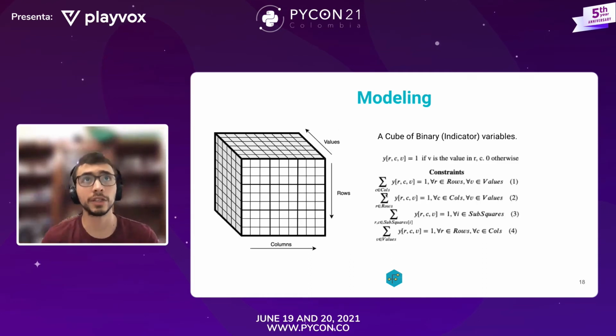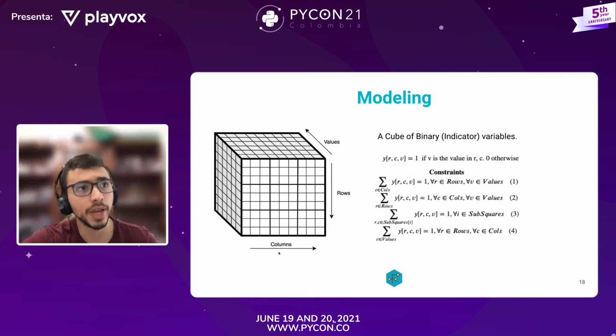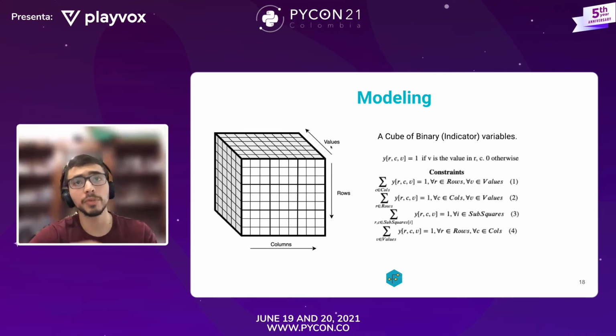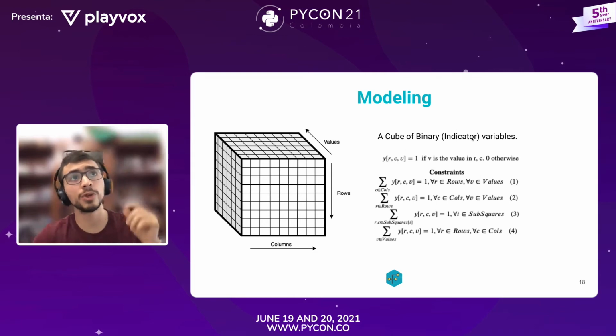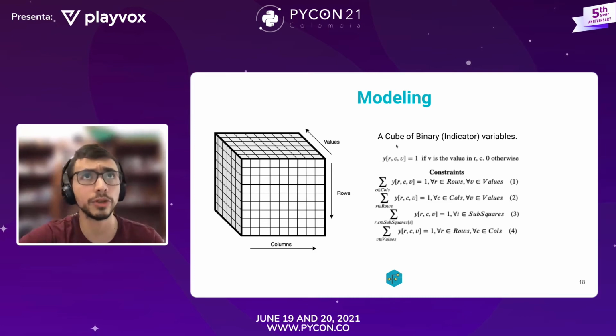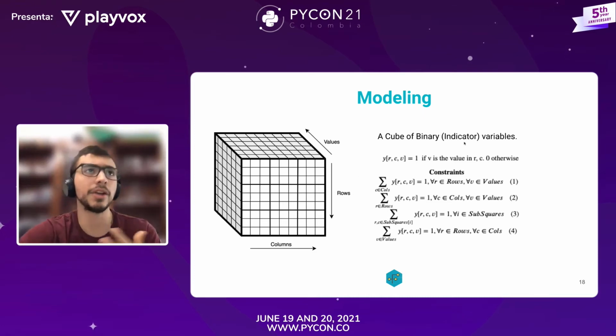Okay, so let's do the formulation and the modeling. Here is how we're going to model it in Pyomo. We're going to model it like a cube. We have columns and rows, which is the grid of the Sudoku. And on the depth, we're going to have the values, going from 1 to 9. That is going to be a binary indicator of whether I use that value in that particular column and row. So this is a cube of binary indicators, or variables, on each cell.